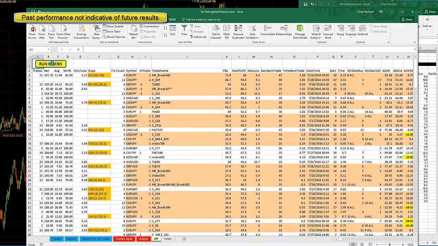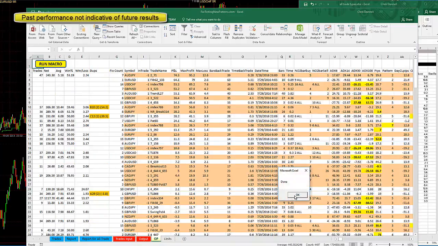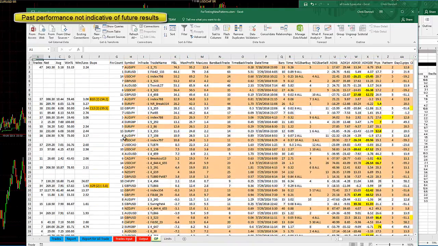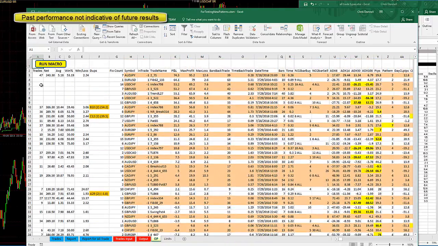I can click on this for the whole week. I can run this macro, and it immediately sorts it from highest profitable trade to lowest. It tells me in the past, and some of these are newer trades, how well it did. This one had 11 trades, netted 89 pips, 8.13 pips on average, only 54% winning, but the wins were 2.7 times more than the losses.